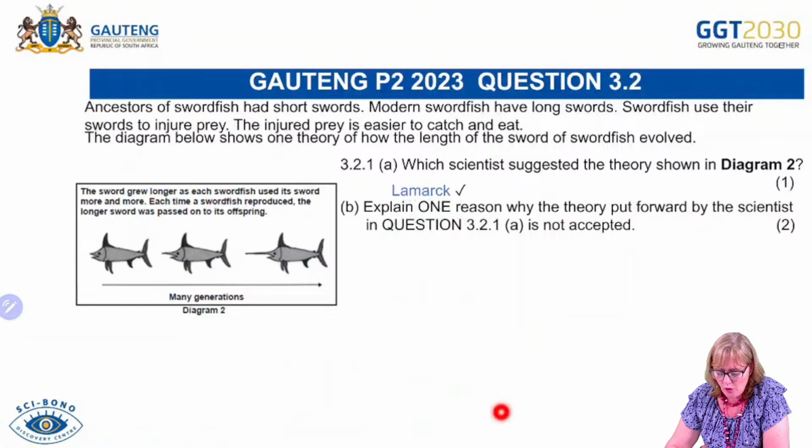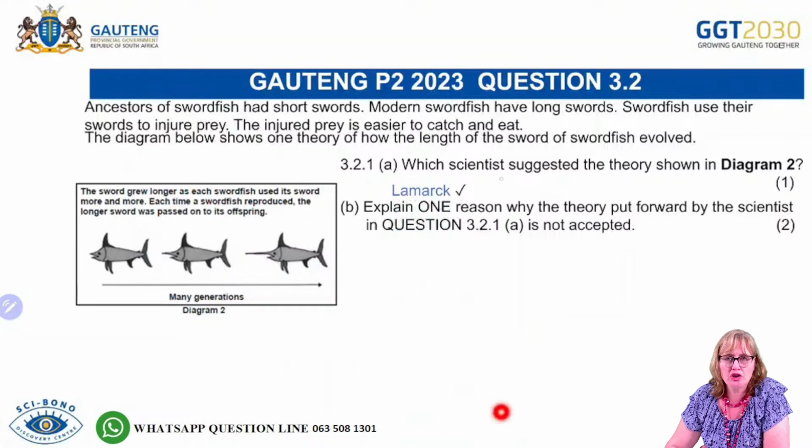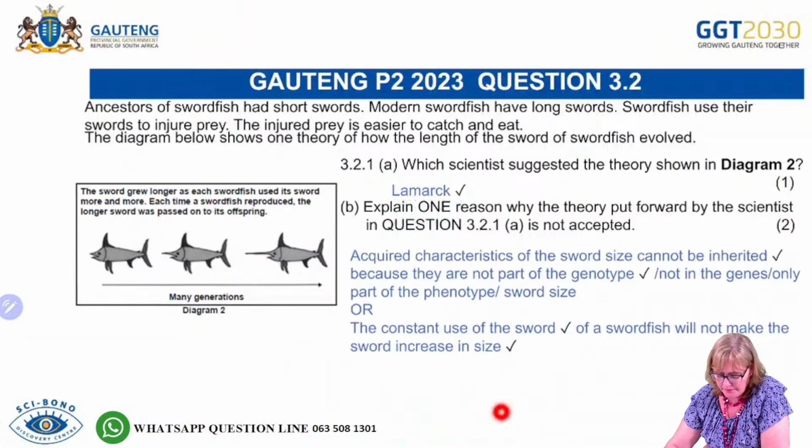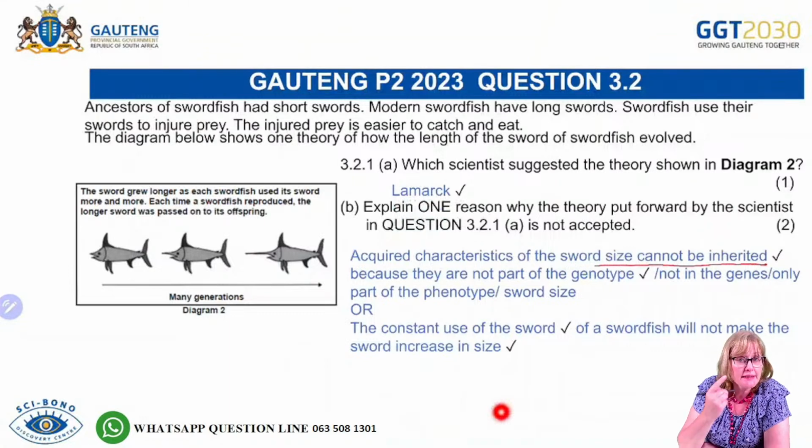Right. Explain one reason why this theory put forward by the scientist in question 3.21, this first question here, was not accepted. Well, firstly, obviously, if you use it more and more, it's not going to grow longer. Right. That is obvious. So the acquired characteristic of the sword size cannot be inherited. Oh yeah, that's the second law. Acquired characteristics cannot be inherited.